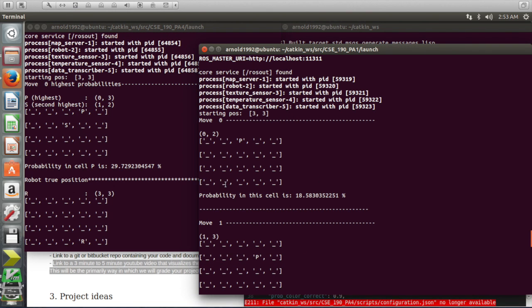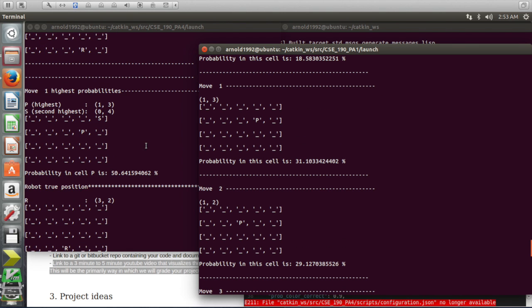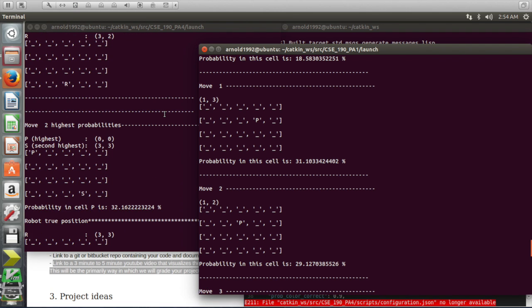Let's move on to move 1. After move 1, neither of the filters correctly predicted where the robot is, as the robot is at position 3-2, and none of the filters correctly predicted that. Let's move on to the next move.